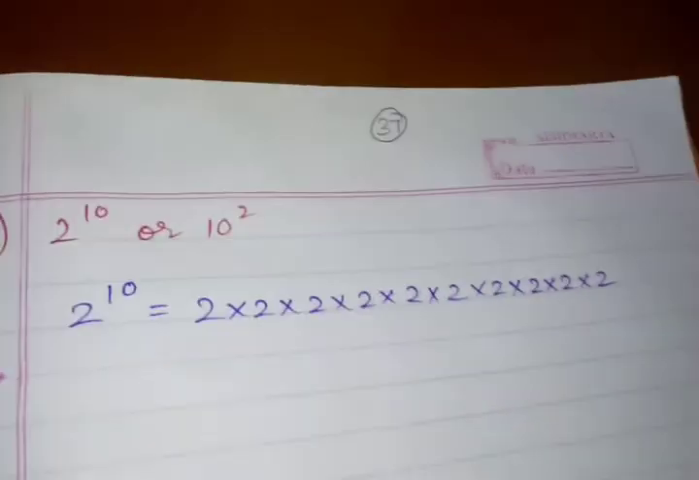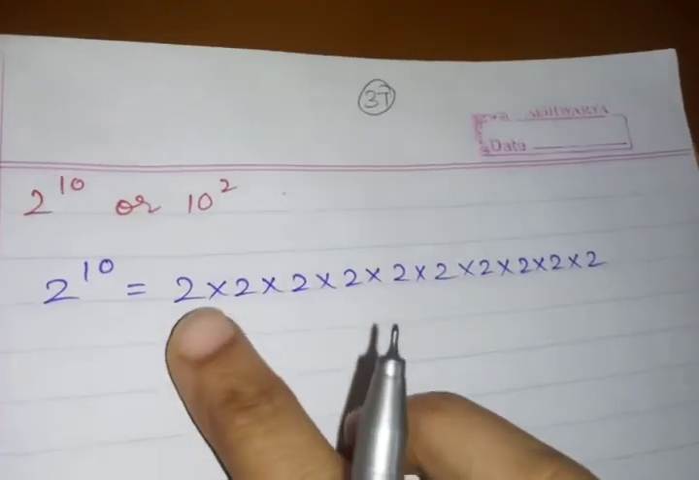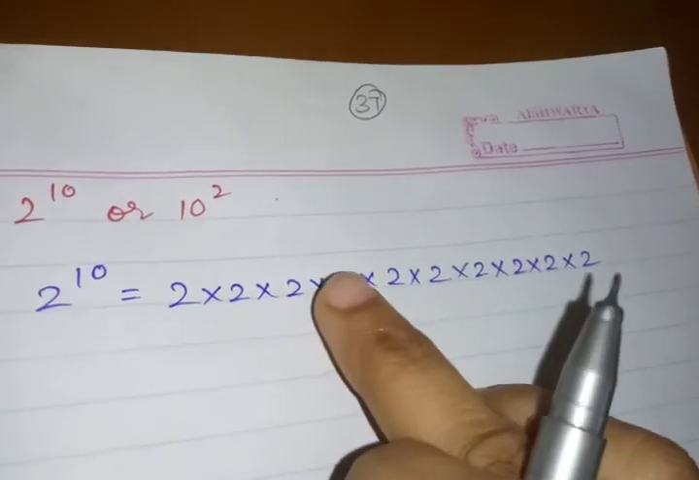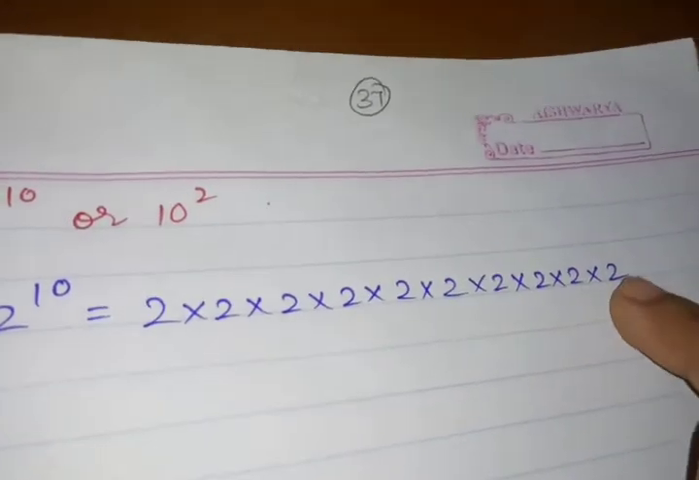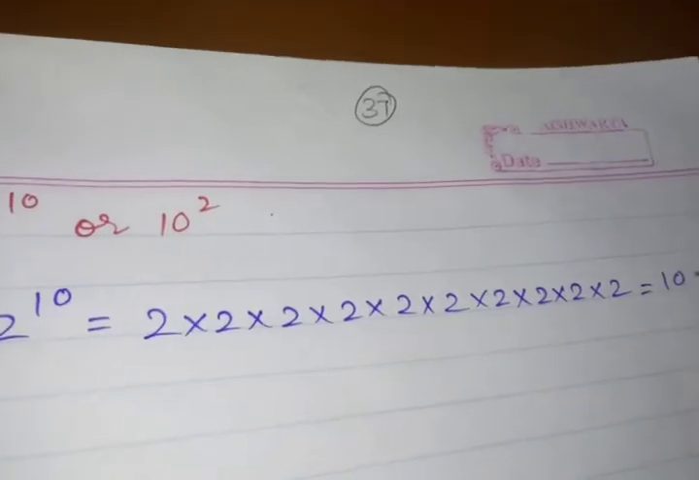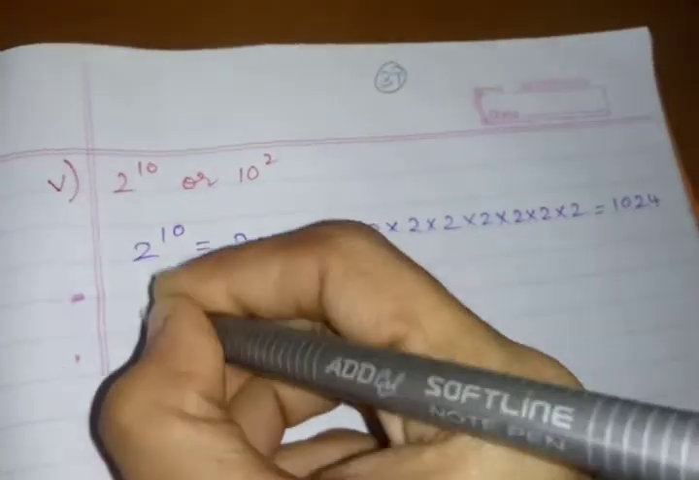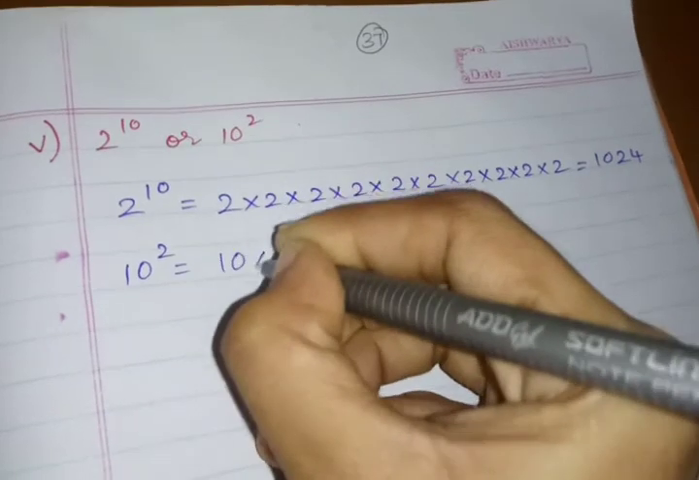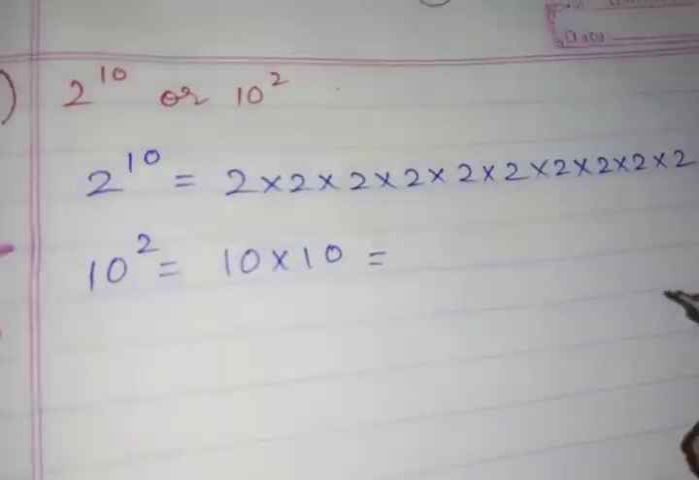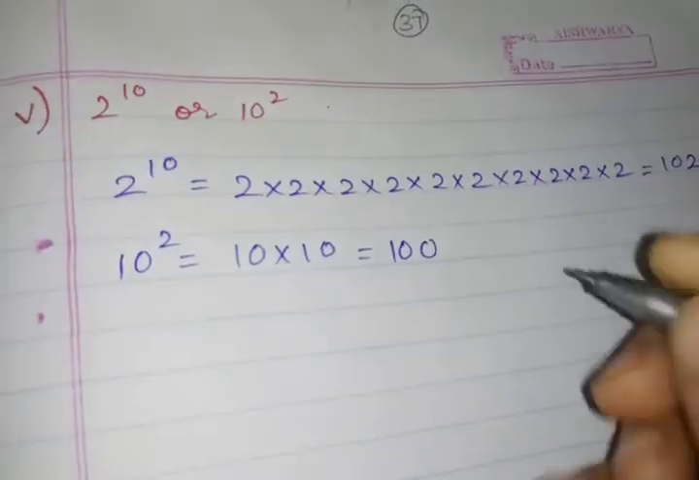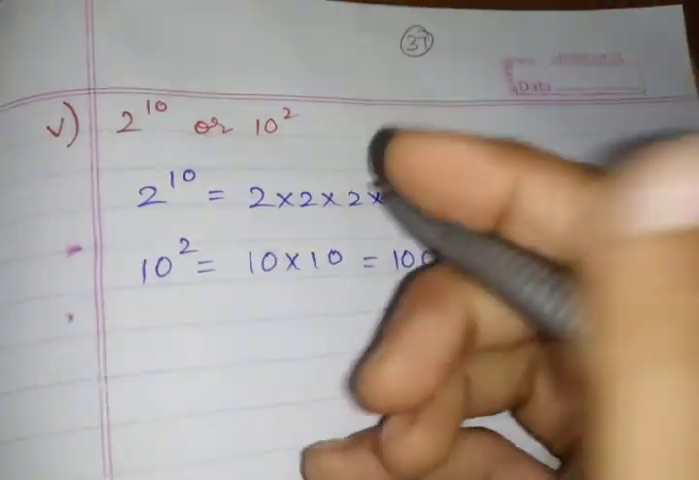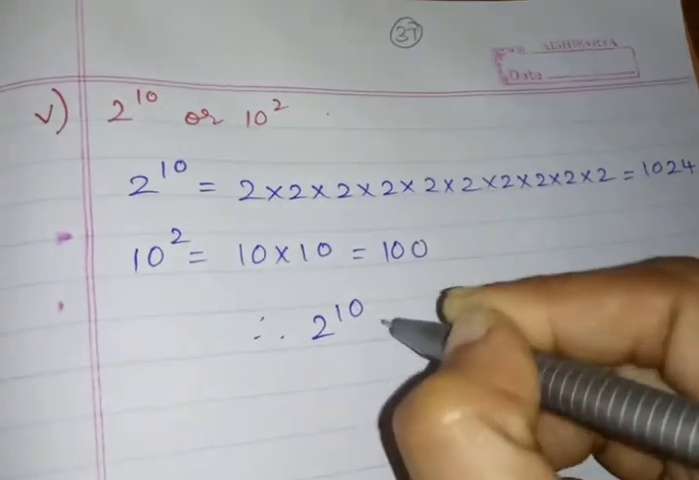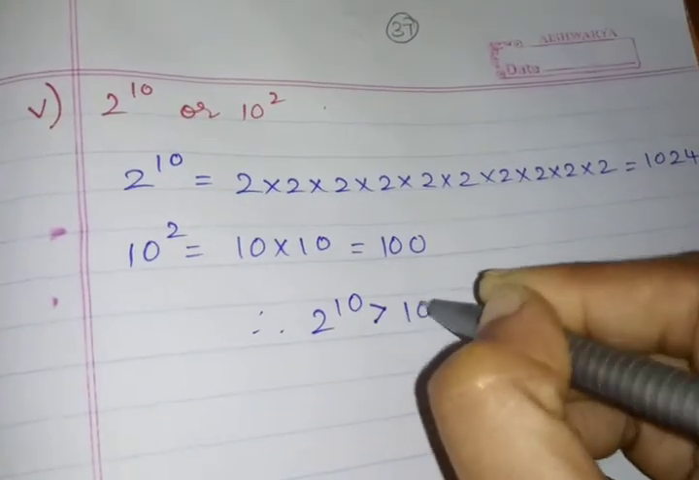Now I have written 2 power 10. So 2 power 10 means 2 into 2 into 2 into 2 into 2 into 2 into 2 into 2 into 2 into 2. So 2 power 10 answer is what? 1024. Yes, the answer is 1024. Then 10 square answer is what? 10 into 10. 10 tens are 100. So is 1024 greater or 100 greater? 1024. Therefore 2 power 10 is greater than 10 square.